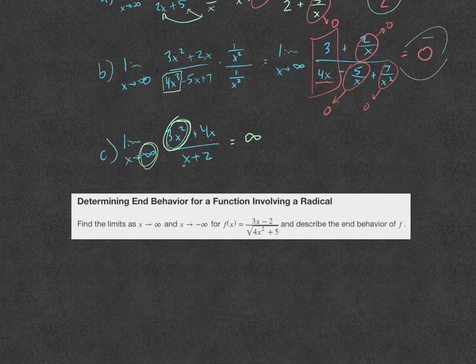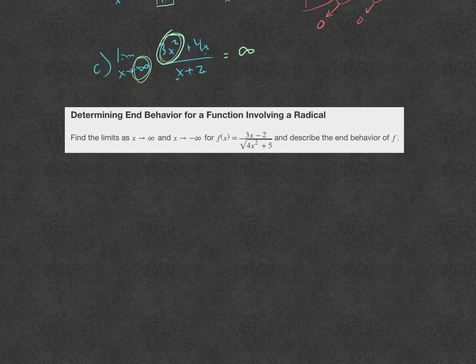We have one more example at the bottom here involving a radical, and if I want to know the end behavior for my square root function, I'm taking, in this case, the limit as x approaches infinity of 3x minus 2 over the square root of 4x squared plus 5. Okay, I would encourage you to try some of these with large values of x, use parentheses, type them into your calculator, and see what happens.